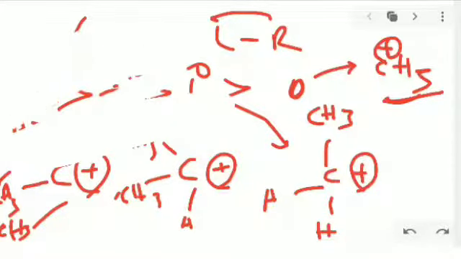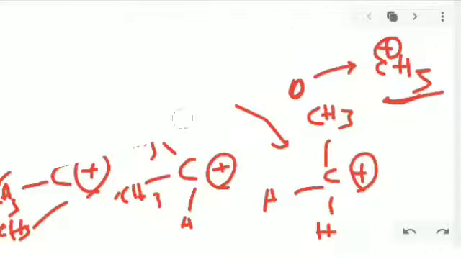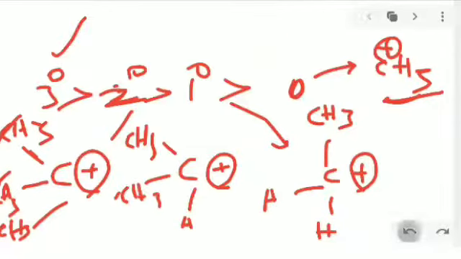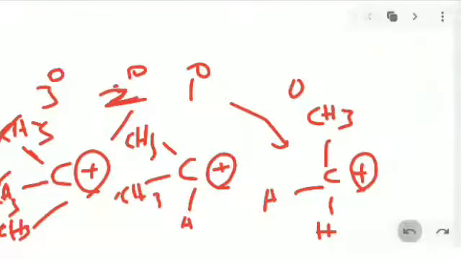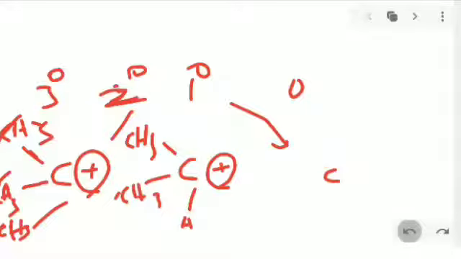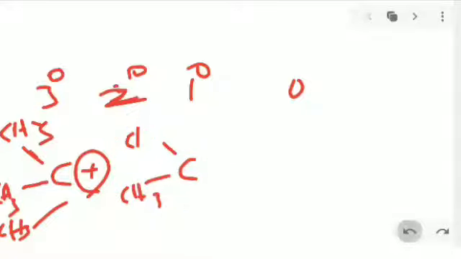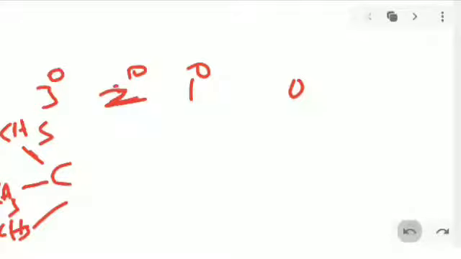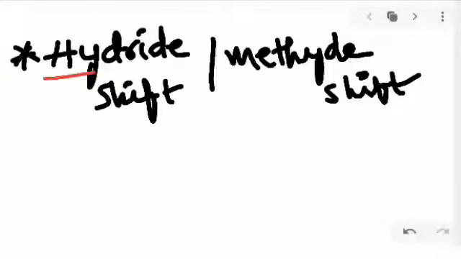So how are they produced? A tertiary carbocation is produced from the primary one in the process of hydride shift and methyl shift. In a methyl shift, a methyl group is shifted, and in a hydride shift, H minus, the hydrogen, is shifted. Look at how they are shifted now.